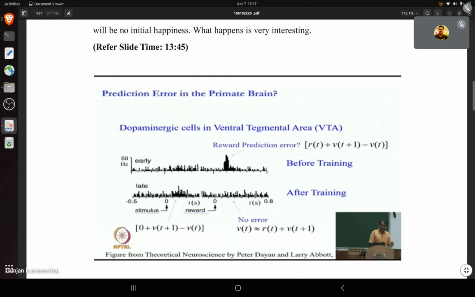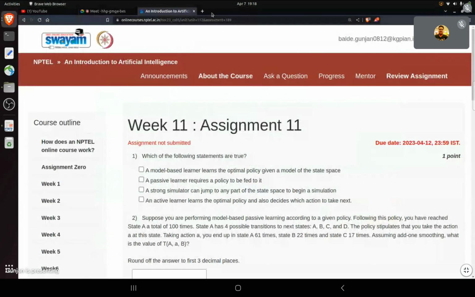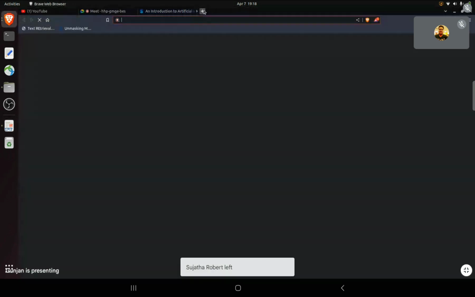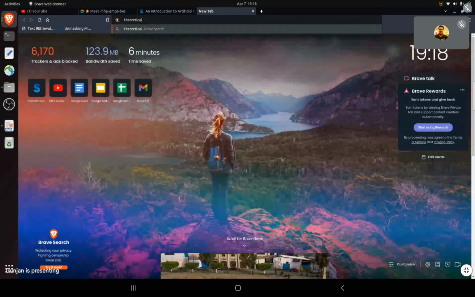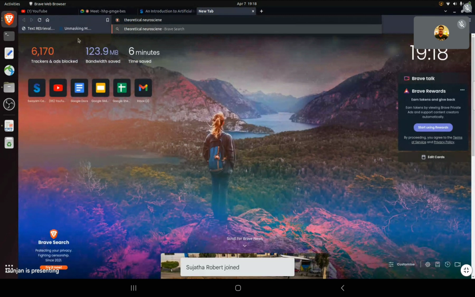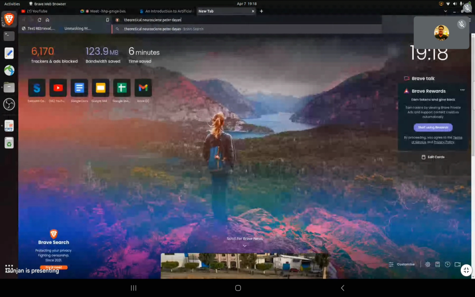Before training, it says reward prediction error is this, and after training, V of S. I don't know. I don't recall this figure from Theoretical Neuroscience. No, no, let us see this paper, let us see if the paper has any theoretical explanation. You can keep the discussion going. Theoretical Neuroscience, who were the authors? Peter Dayan and Larry Abbott.